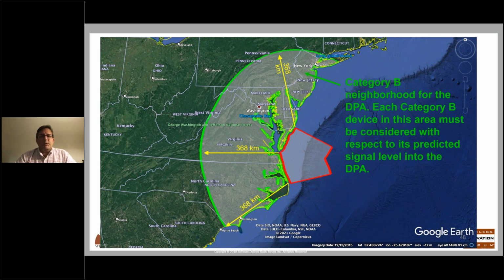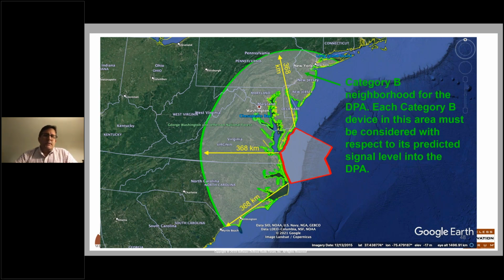So in this case, for this particular DPA, which is off the coast of the mid-Atlantic, the calculated neighborhood distance is 368 kilometers. That's based upon propagation models and models of deployment densities of CBSDs and all sorts of other things. And in the case of this neighborhood distance, this is for category B devices. So any category B device that's co-channel with radar operations in the DPA, that's within 368 kilometers of the DPA, we have to do an aggregate interference calculation from all of those CBSDs and make sure that they do not exceed the DoD's interference criterion at any point within the DPA.